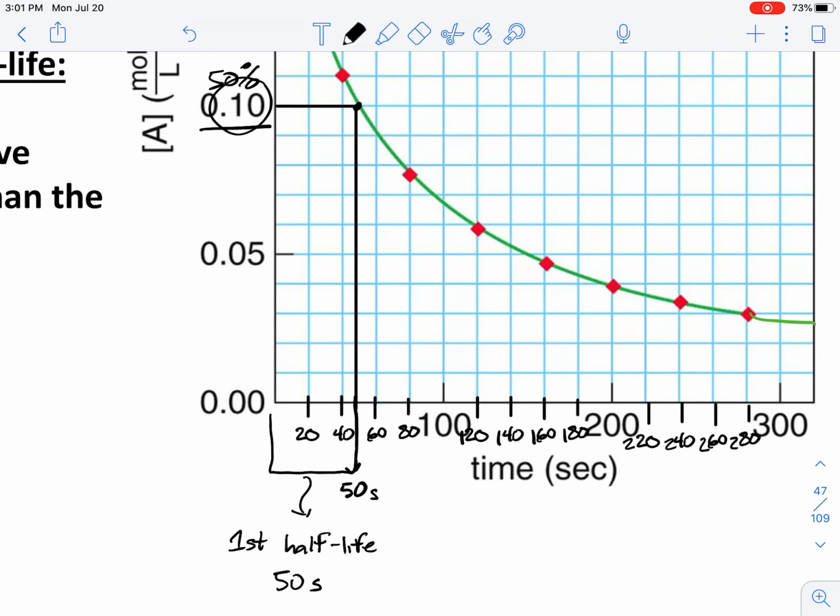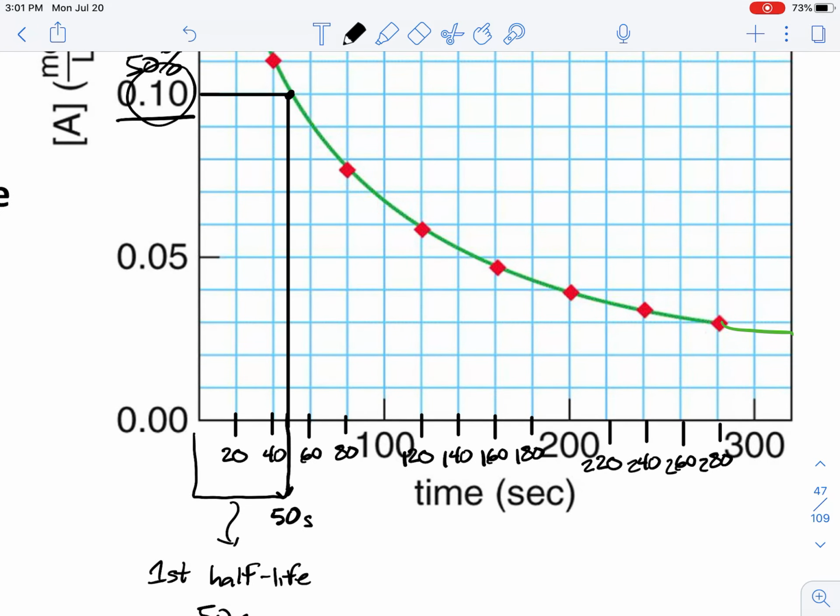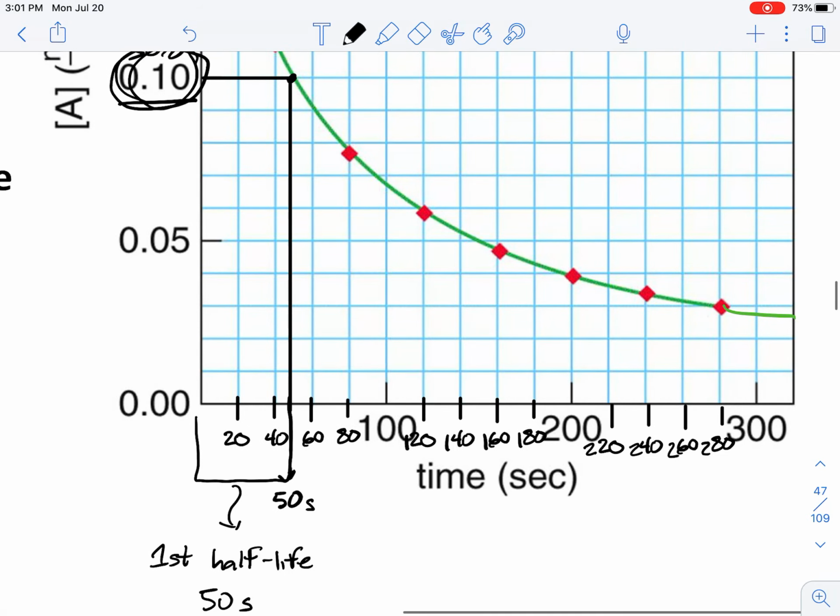Now, the relevance of looking at it in terms of half-life is if we look at the consecutive half-lives for second order. If the new original concentration is now 0.10 instead of 0.20, we want to figure out the amount of time it'll take to reach its second half-life. What would be the time interval? Half of 0.10 is 0.05.